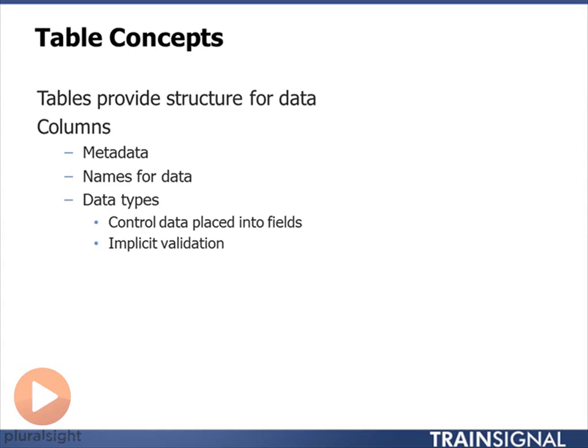And our data types allow us to control the data that's going to be placed into fields and also give us what's sometimes known as implicit validation. Because if I specify that a column can only contain dates, well, that's all that you're going to be able to put inside of there, just simply dates. Our rows, of course, are the actual real live data.